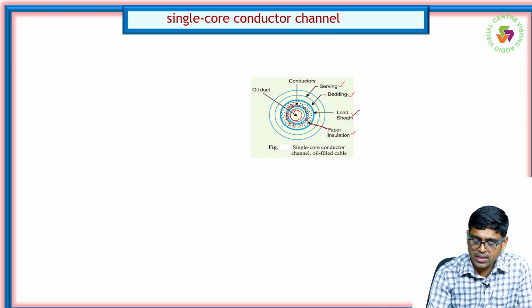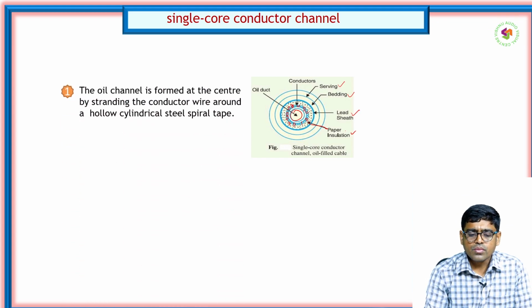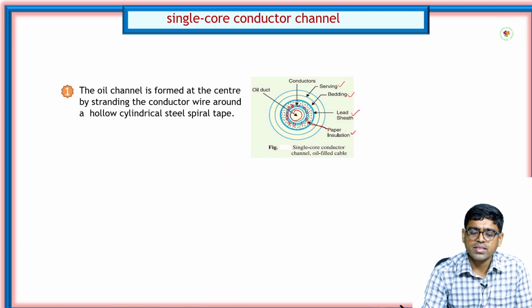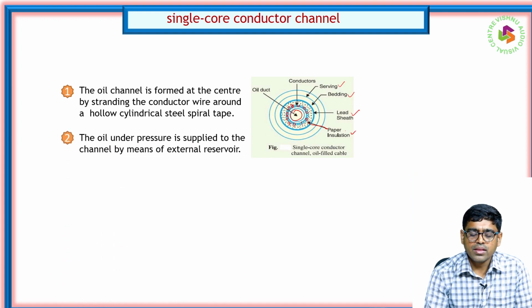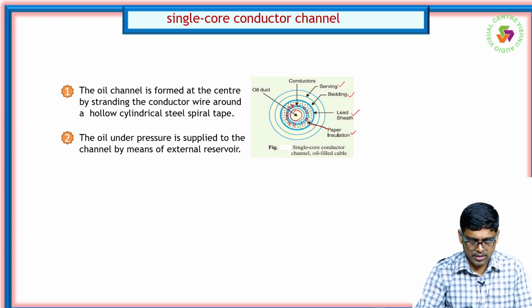So the conductor is placed surrounding this oil duct. The oil channel is formed at the center by stranding the conductor wire around the hollow cylinder steel spiral tape, and the oil under pressure is supplied to the channel by means of an external reservoir. So an external reservoir will be there, and from that reservoir the oil can be sent.